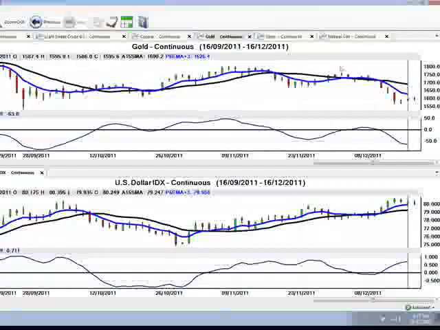I talked extensively last week and recommended to get out of gold because gold looks like it's getting ready for a big move to the downside. And again, you can see the correlation. The dollar goes flat, gold goes flat, the dollar breaks higher, gold breaks lower.